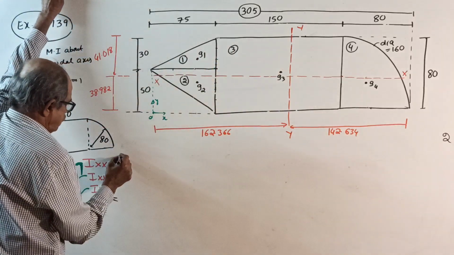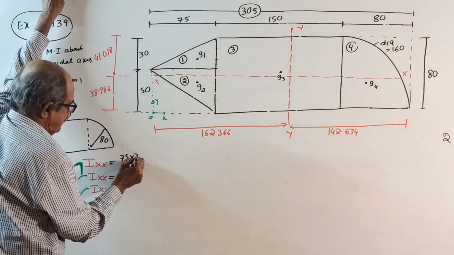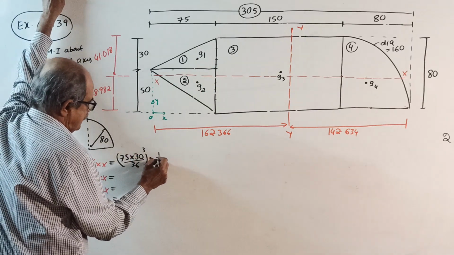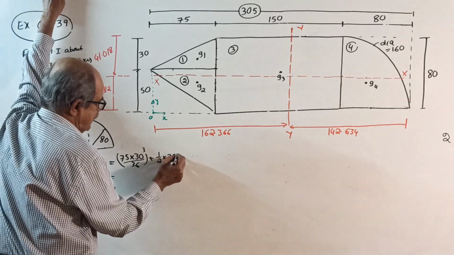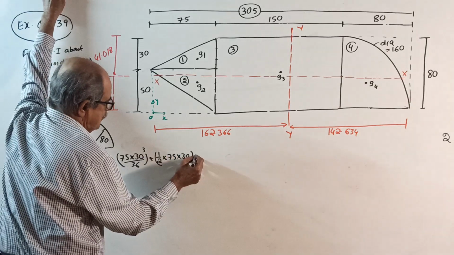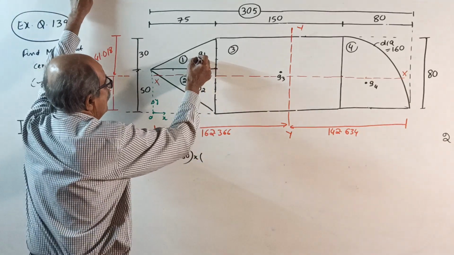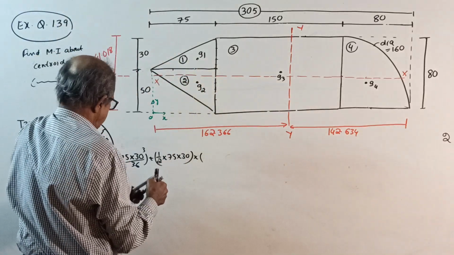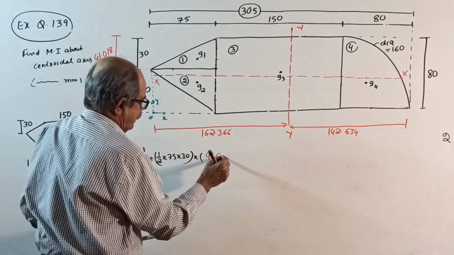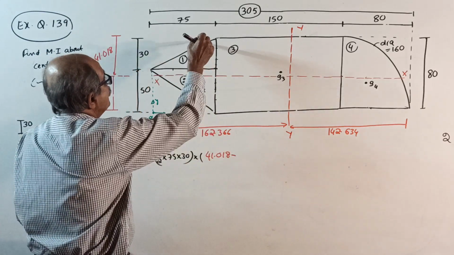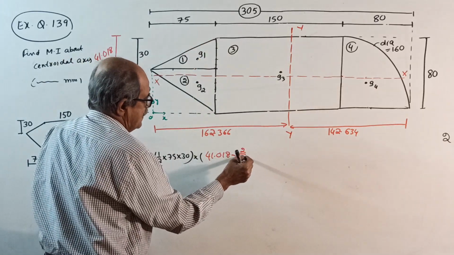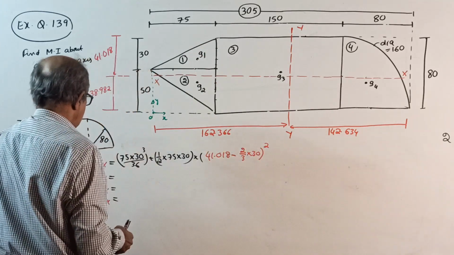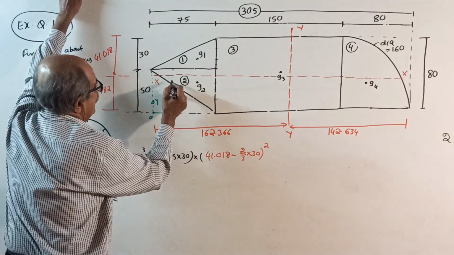75 into 30 cube divided by 36 plus half into 75 into 30, which is the area, into the distance from the centroid to here, squared: 41.018 minus 2 by 3 of 30, whole square.